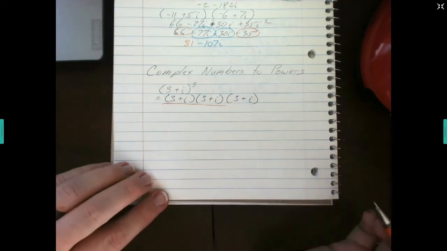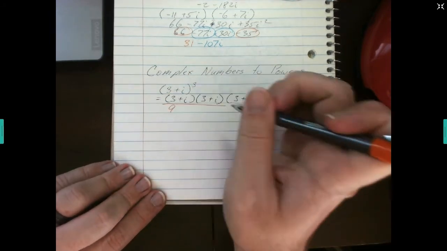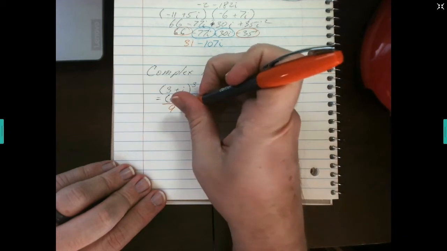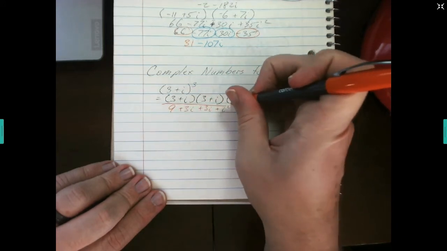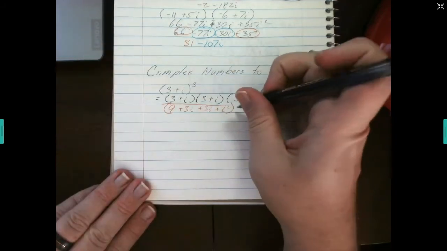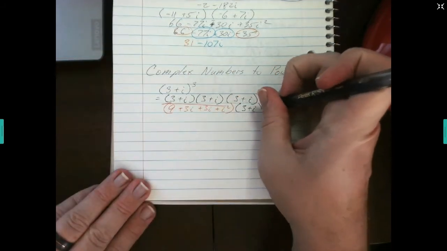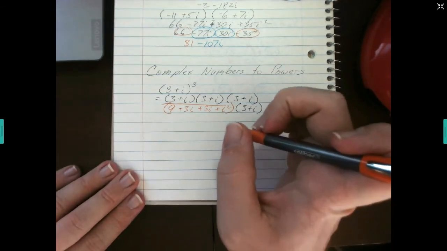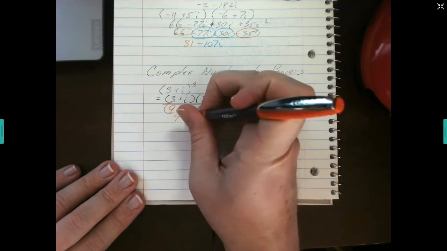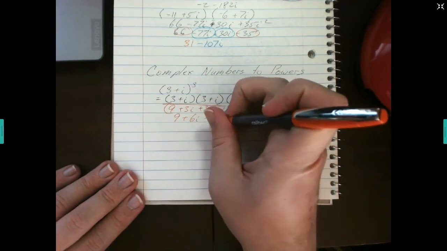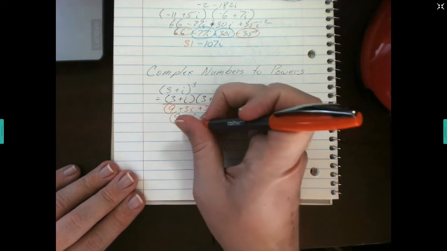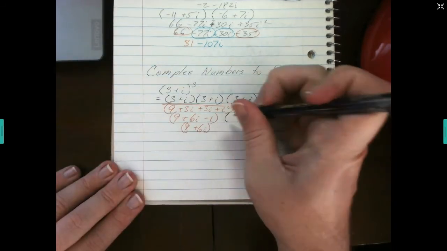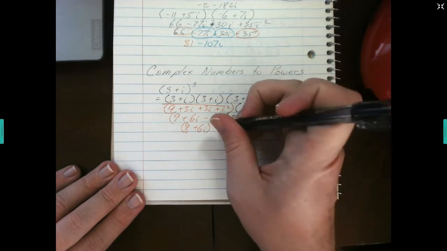Well, I can do these the same way that we just did the other ones. That's going to be 9, I'm just doing FOIL here, plus 3i plus 3i plus i squared, times 3 plus i. Well, I can combine everything in that first part to make my life a bit easier. That's going to be 9 plus 6i minus 1, which means it's going to be 8 plus 6i. And then don't forget to bring down the 3 plus i each time.